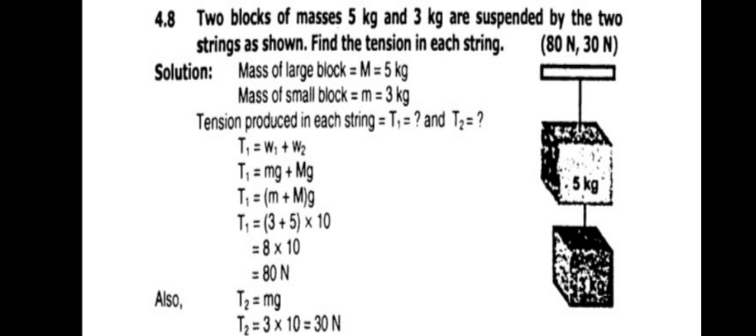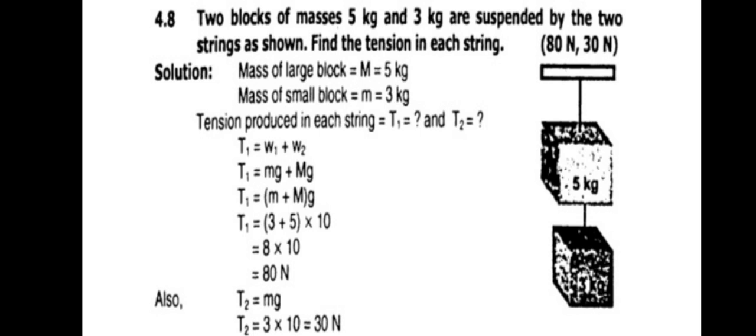T1 equals m1g plus mg. By taking g as common, you will see that T1 equals (m1 plus m) into g. By putting the value of both small m and capital M, and by multiplying it with the value of g, you will find out the tension at point T1, that is 30 Newton.